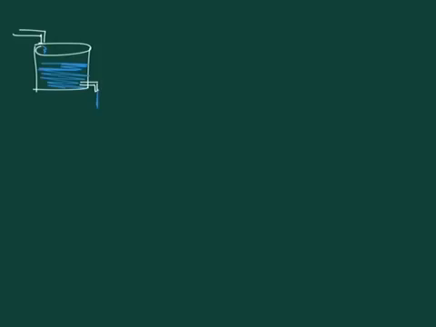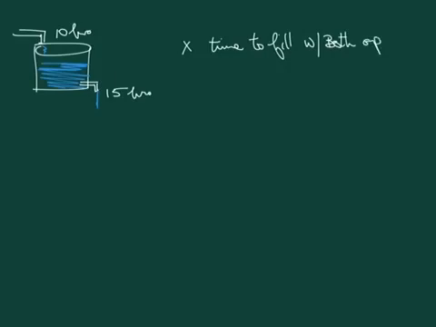So the inlet can fill it in 10 hours, and the outlet can empty it in 15 hours. So again, we're going to do the same thing with fractions. So 15 hours, 10 hours. So x is going to be the time, because we're looking at how long. So this is the time to fill with both pipes open. All right.